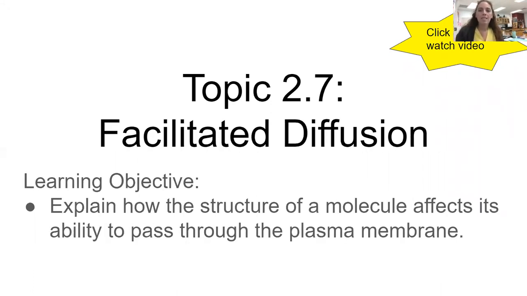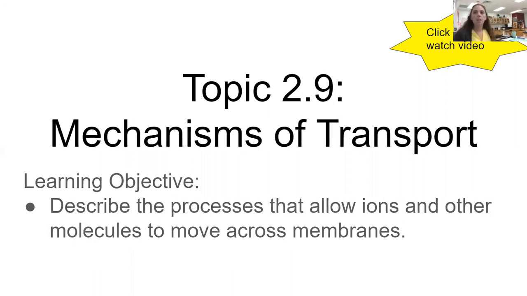Topic 2.7 is facilitated diffusion. Explain how the structure of a molecule affects its ability to pass through the plasma membrane. Topic 2.9 is mechanisms of transport. Describe the processes that allow ions and other molecules to move across the membranes.